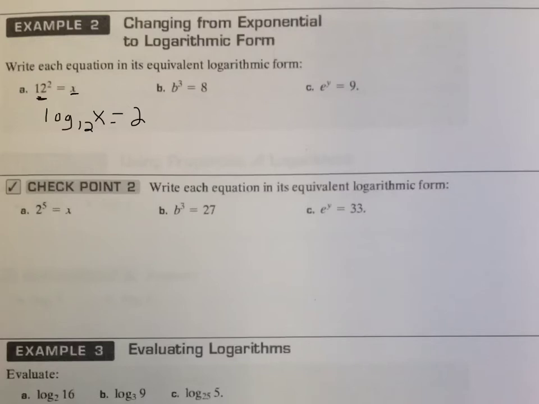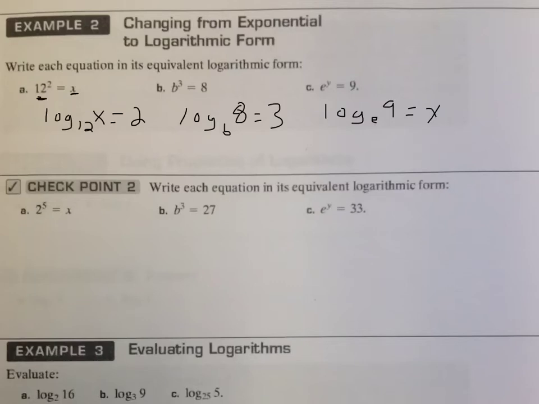Let's do b. We've got log base b of 8 equals the exponent, which is 3. And c, this e is an actual number. It's in your calculator, and I'll show you in class how to get that number in your calculator. So that e is our base. It's like a script e, italicized, I guess. So you could say it's log base e of 9 equals the exponent, which is y.